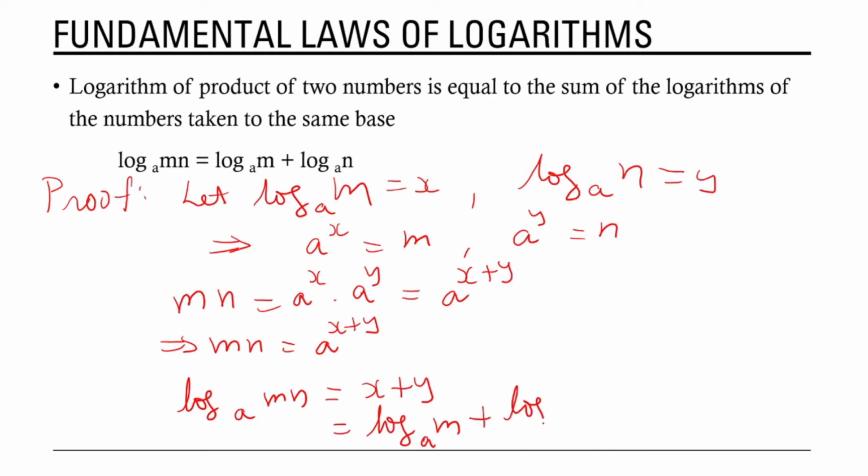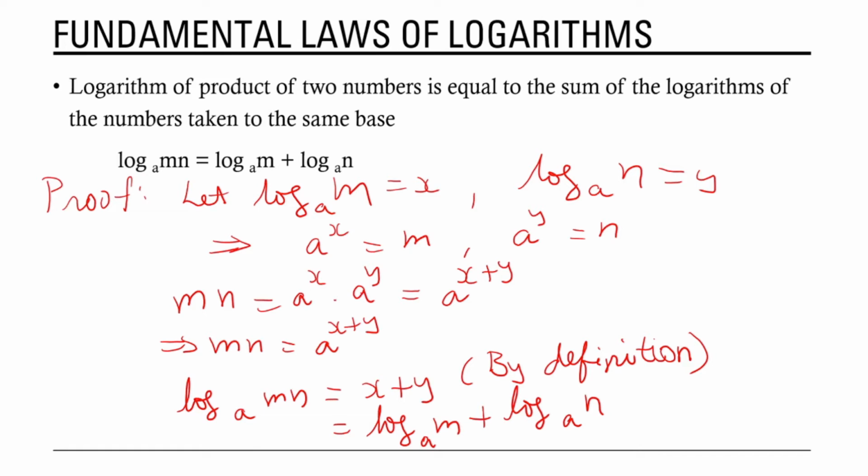where x is log m to the base a and y is log n to the base a, by definition. So, we have the log of the product of two numbers is equal to the sum of the logarithms of the numbers taken to the same base. Let us take an example.